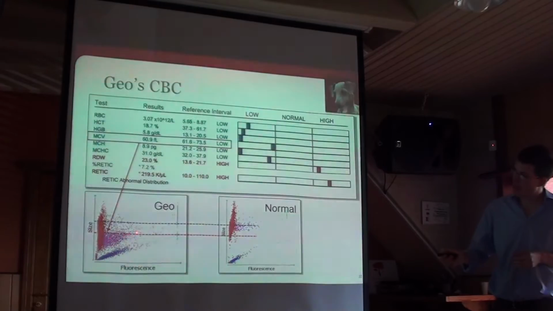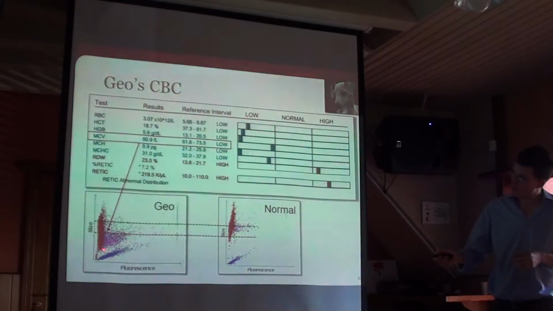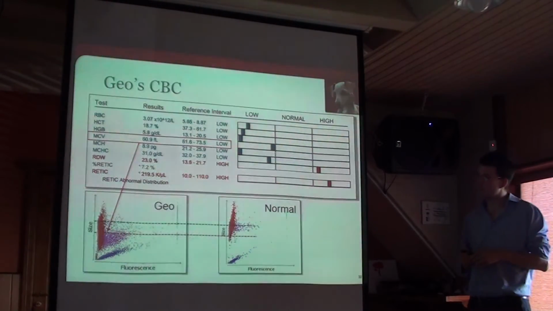And if you look at the output from his factory today, the bone marrow is making small red blood cells.